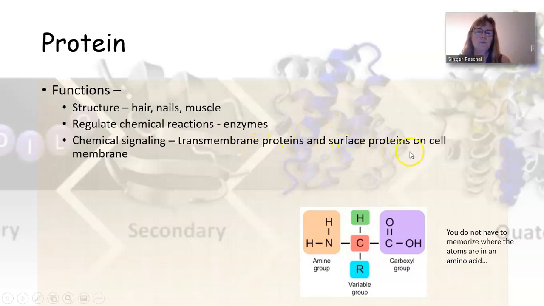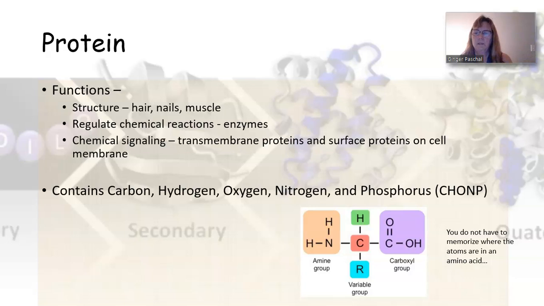We also have what are called surface proteins on the cell membrane, where they are either on the outer surface of the cell membrane or they're on the inner surface of the cell membrane. So proteins have 3 functions that we're talking about: structure, regulating chemical reactions, and cell signaling.